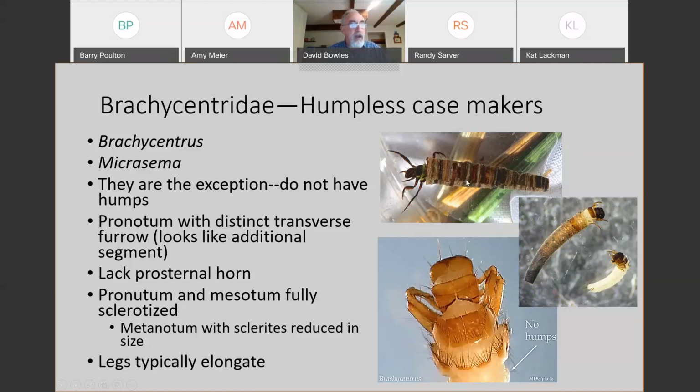The case can be made either of woody debris, as you see in this photograph, that's Brachycentrus, or, in Micrasema, it builds a case out of fine sand grains. I want to reference you back to another family that looks superficially like it, but we'll come back to how you distinguish them. Again, they lack a prosternal horn, and they have this distinct sulcus, or transverse furrow, on the pronotum, okay? And the legs are often elongate because they're case builders, and they stick those legs out.